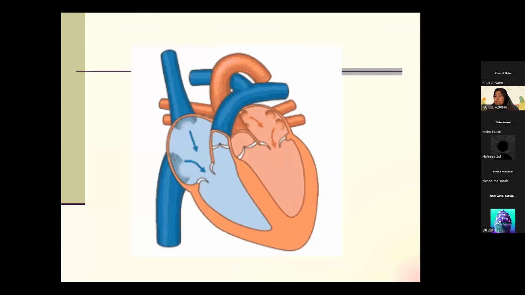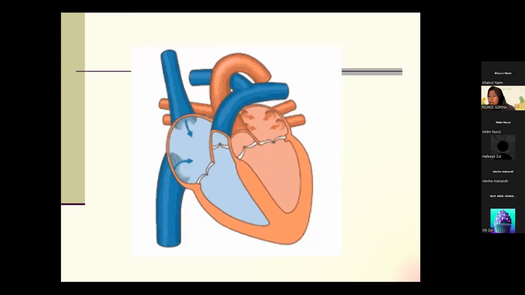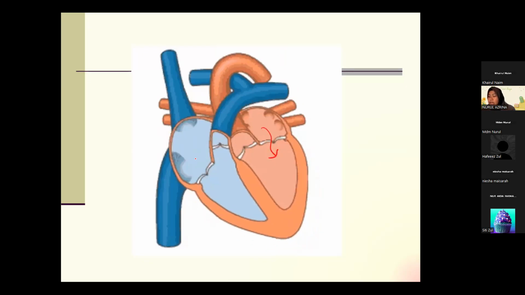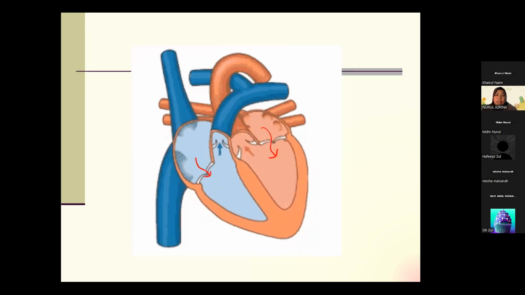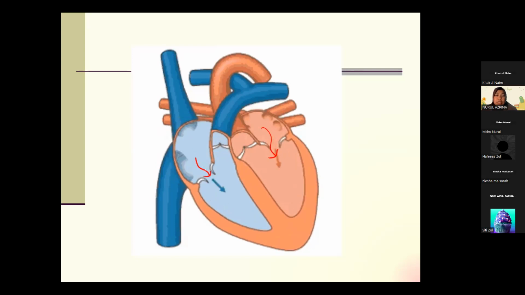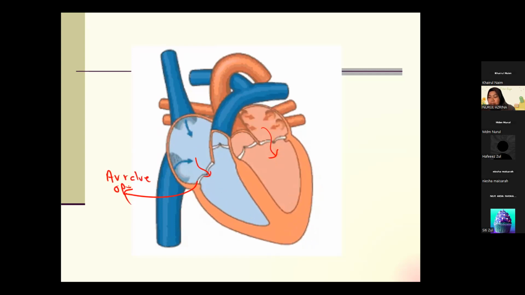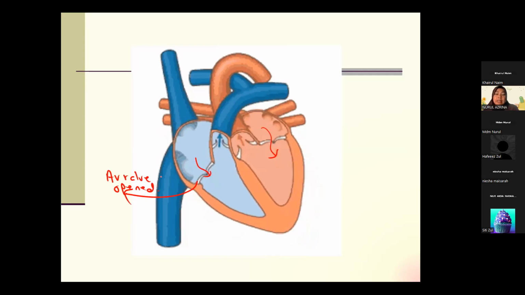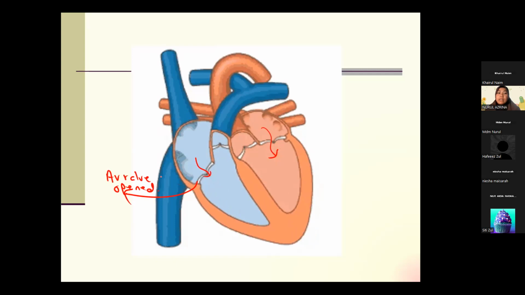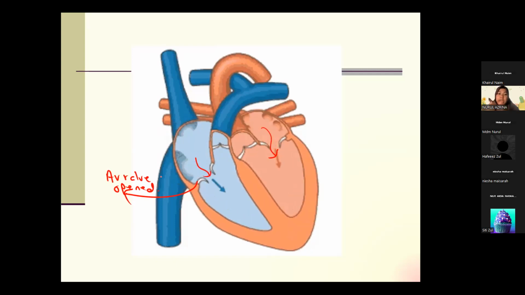So look here. This is what happened when you can see your atria contract. When the atria contract, it actually forces the blood into the ventricle. And here you can see that the AV valve is open. Of course the AV valve must open. Why? Because it wants to force blood into the ventricle. So the AV valve is open. Okay, next.